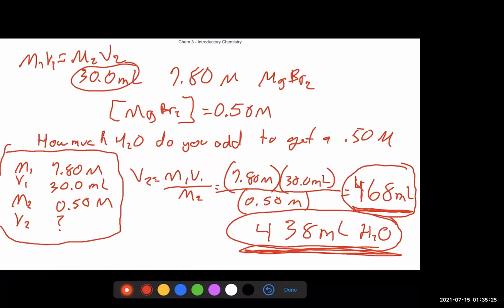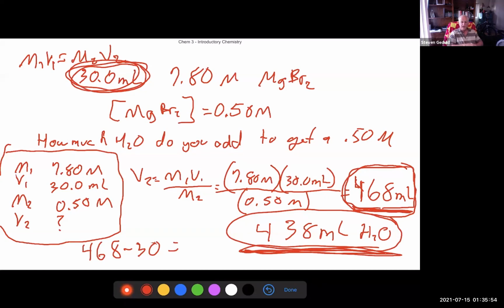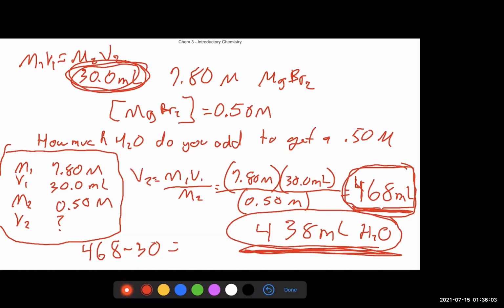How did you get from the 468 milliliters to the 438 milliliters of H2O? Okay, sure. So we know our total volume is 468, right? We know we started with 30 milliliters. So we started with 30, so we subtract 30 from that. That gives you 438. Because if I add 438, I've already got 30, my total volume is going to be 468. I started with 30, so I'm only adding 438 milliliters to it. Does that make sense? Yeah, thanks. Oh, no problem.